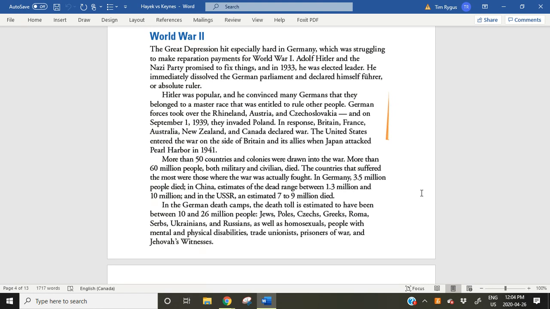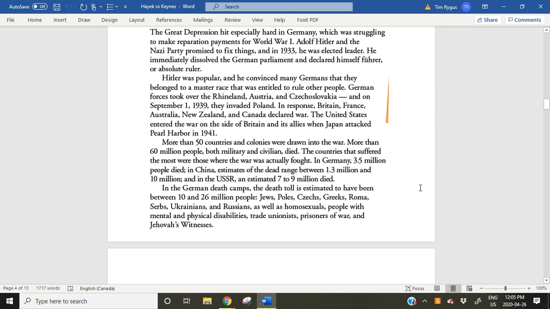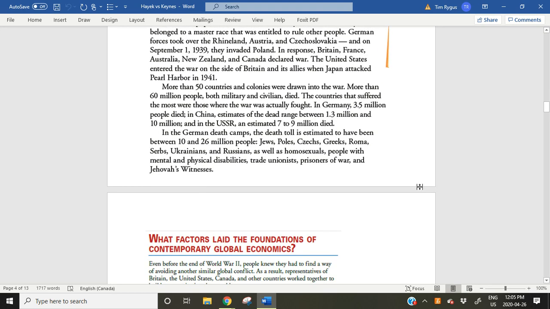Germany suffers, China suffers, USSR. Death camps in Germany, we see between 10 and 26 million people potentially killed. Jewish people, Polish people, Czechs, Greeks, Roma, Serbs, Ukrainians, Russians, as well as homosexuals or people with mental and physical disabilities and others as well.